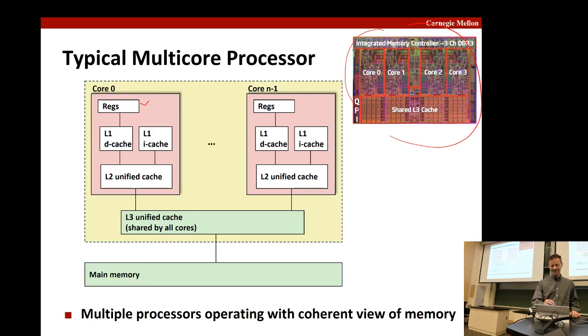Okay. All right. So each core has its own L1 data cache, L1 instruction cache for instructions, and L2, and so forth. And they all share a last level cache on chip. And then there's main memory as well.